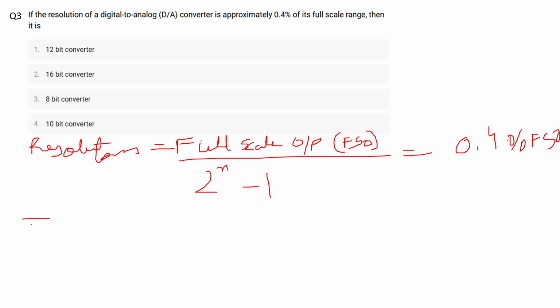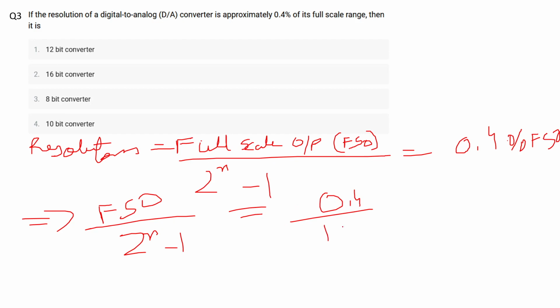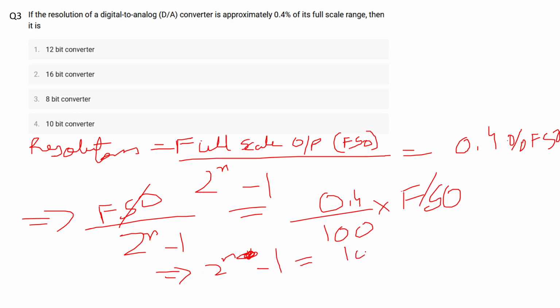So that implies FSO by 2 raised to power n minus 1 is equal to 0.4%. We can write it like this: 0.4 by 100 times FSO, right? Simple mathematics. Then FSO and FSO will go away. That implies 2 raised to power n minus 1 is equal to 100 by 0.4, and this thing is equal to 100 divided by 4 is 25, so it will be 250, right?